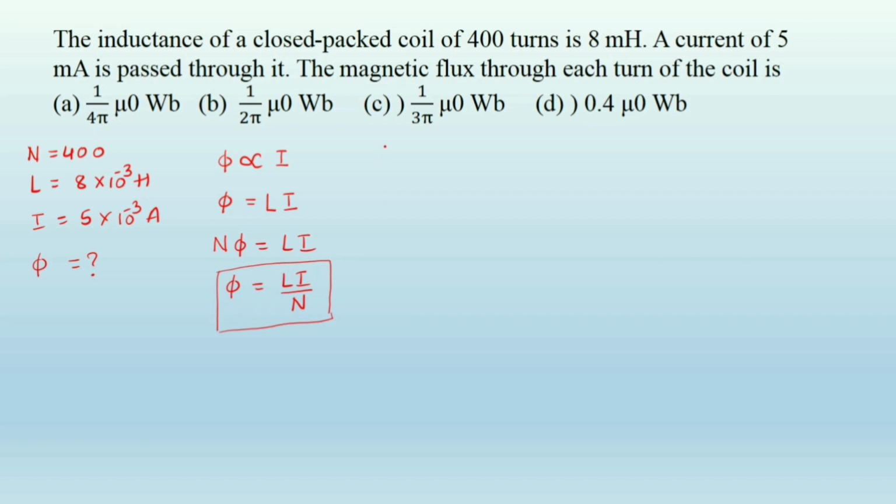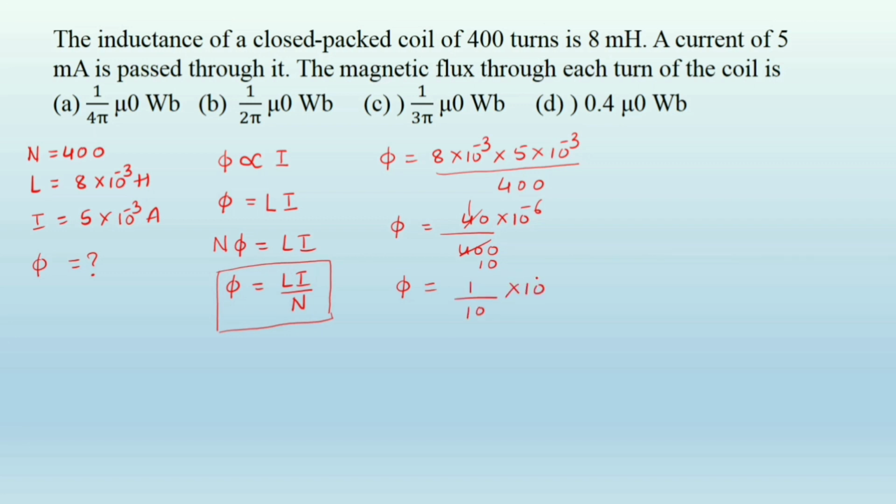So let us substitute the values. Phi equal to, self-inductance is 8 into 10 raised to minus 3, electric current is 5 into 10 raised to minus 3, divided by number of turns, 400. So we get 40 into 10 raised to minus 6 divided by 400. 40 ones are 40, 40 tens are 400. So we get 1 by 10 into 10 raised to minus 6, or 10 raised to minus 6 minus 1, that gives 10 raised to minus 7 Weber.